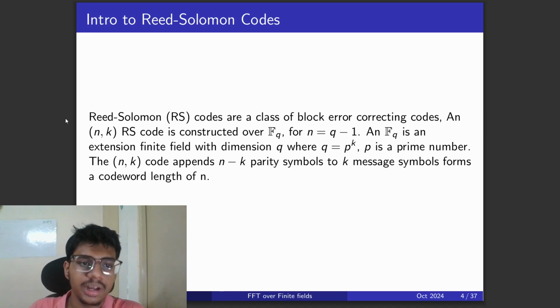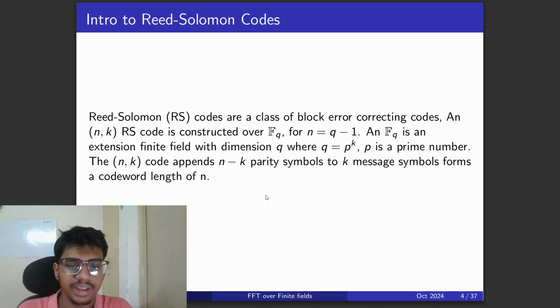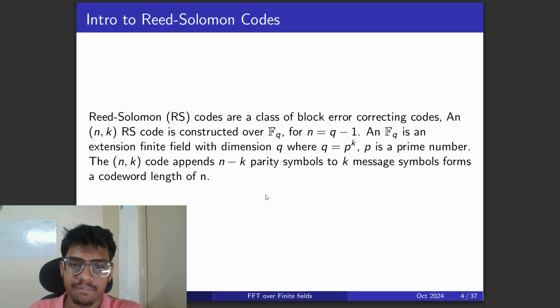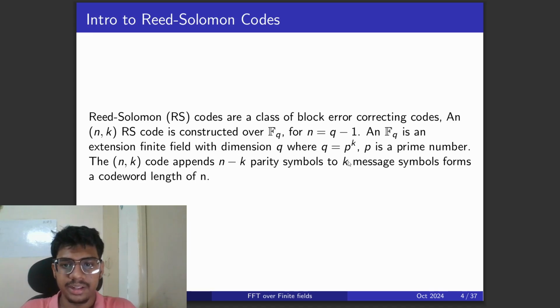So in an RS code, we have n minus k parity symbols. Parity is like changing a sign, so from 0 to 1 and 1 to 0. So these are the parity symbols, and the k spots are used for the message symbols. So both combined form a code word of length n.